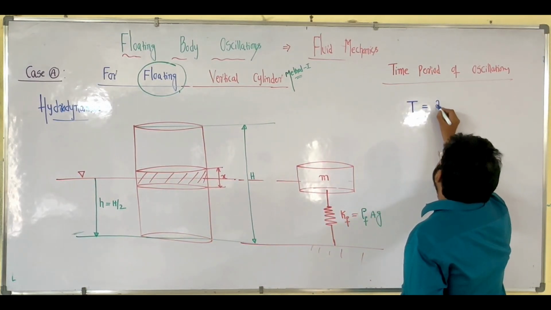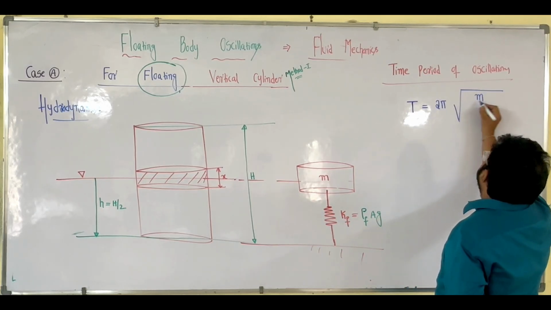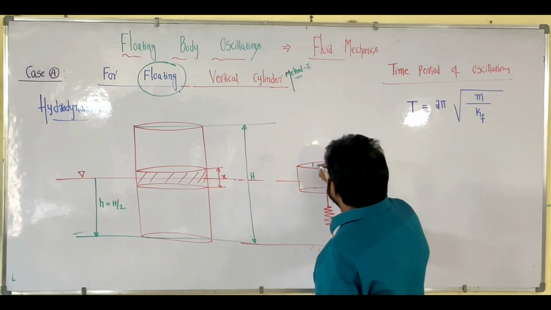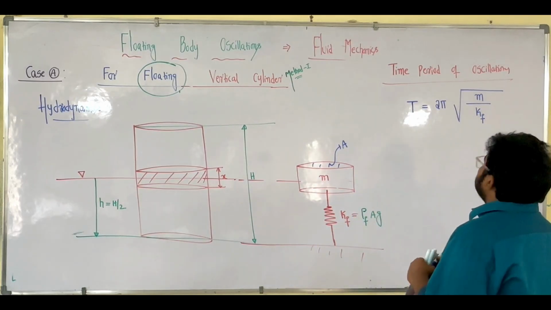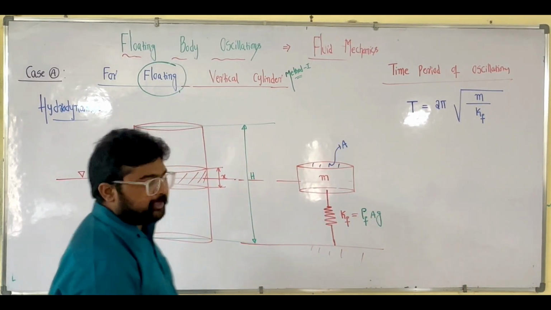T equal to 2 pi square root of M by K. This is K fluid. What is the area of cross section? A is the area of cross section. K fluid equal to density of the fluid into A into g.